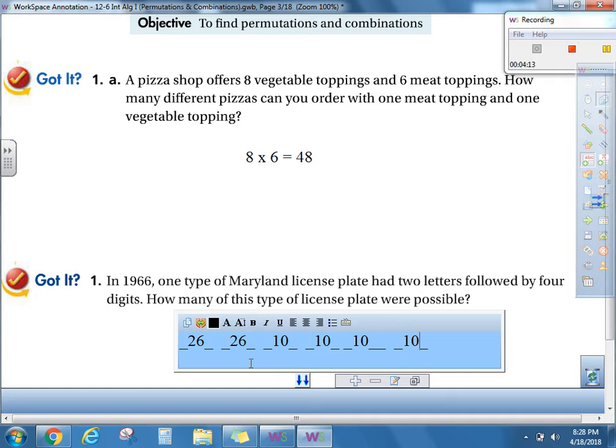So what we can do between them here is use that fundamental counting principle and multiply all of these together. And if you guys are following along, you should see that we're going to get 6,760,000 different combinations for how many license plates possible. That's crazy. Just 6 blanks there, 2 letters and 4 numbers.